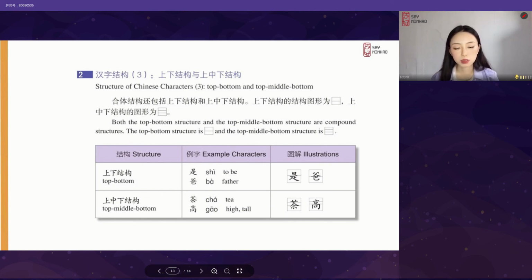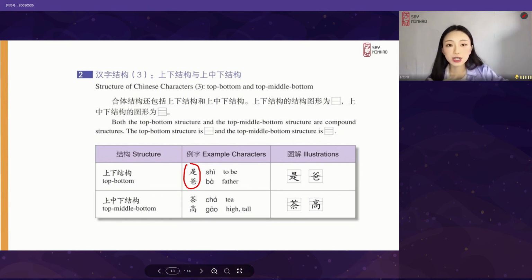Okay, now let's move on to the next one, which is the structure of Chinese characters. Part 3. Last lesson we've learned left-right and left-middle-right, these two structures. Today we're going to learn top-bottom and top-middle-bottom, these two structures. And let's see the example characters. Okay, first one we can see, obviously, it is top-bottom structure.